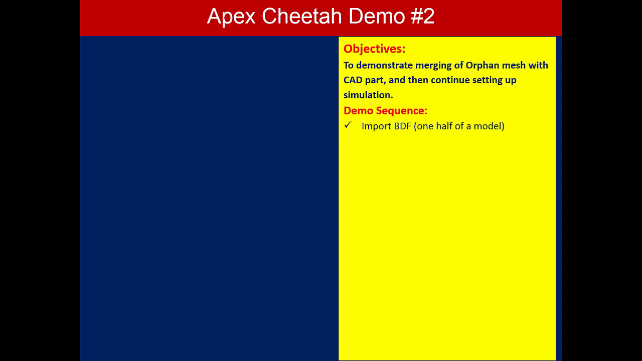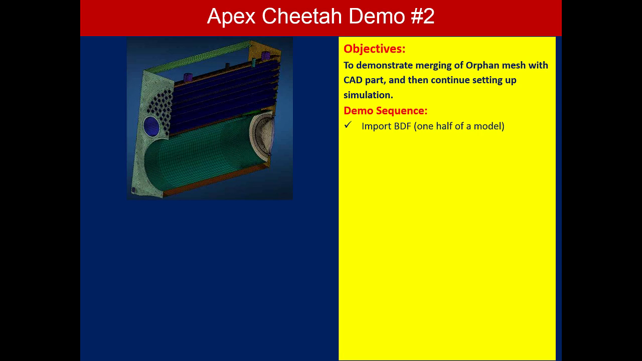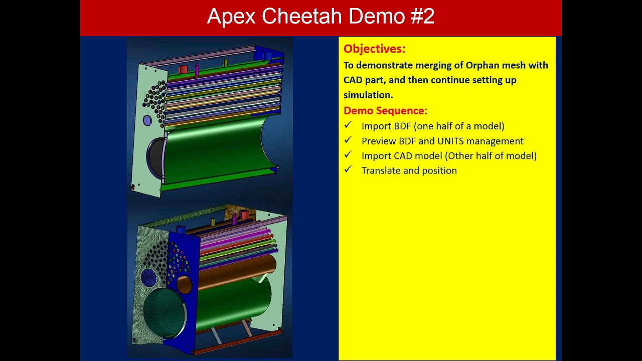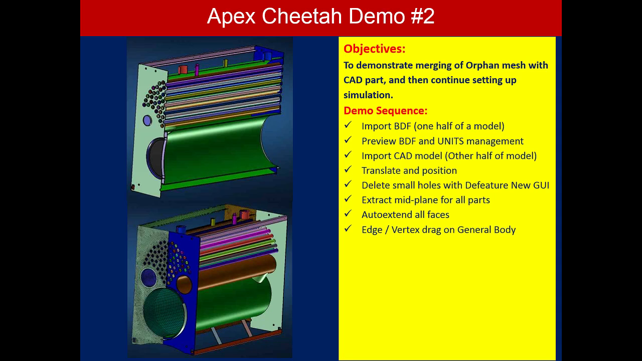In the demo sequence, we are going to import one half of the BDF model, and then we review the units coming in and import the other half of the CAD model and translate, rotate, and orient and align that model with respect to the first half. That's how it looks. And we can take a look at the new GUI for the defeaturing to delete some holes or whatever the case may be, and extract midplane for all the geometry, the new part of the geometry that we import. Then auto extend all faces and do some edge and vertex drag on the general body.